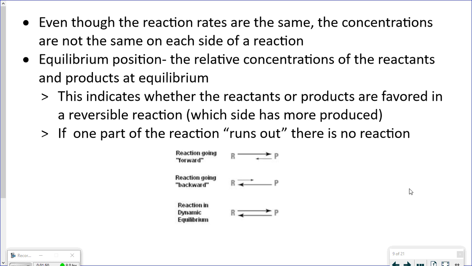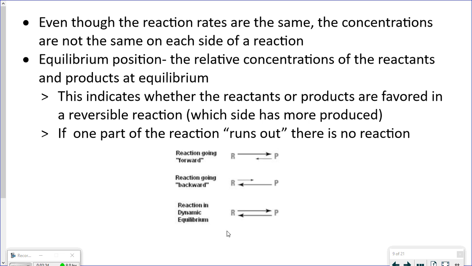Sometimes you will see this denoted by the length of those double arrows. So here in the first one, if you have a double arrow and the longer one is pointing towards the products, that means that the forward reaction is producing more products. So the products would be favored in that situation. Look at the second one where the longer arrow is pointing towards the reactants. That would indicate that the reactants are favored at equilibrium.